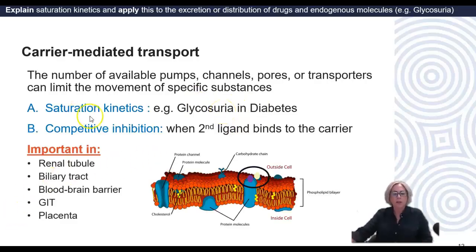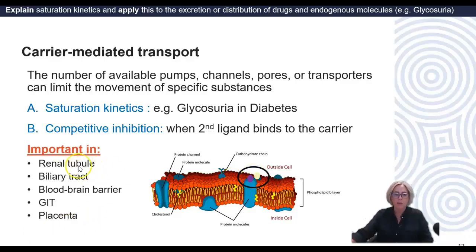The second one then is competitive inhibition, and this describes the effect of when a second ligand binds to the same carrier. So here we've got two different ligands or substances, and they're competing for transport via this carrier protein, right? So obviously, if one of these binds preferentially to the carrier protein, it is going to be transported preferentially over the other one. And that's then going to limit the transport of that one. So watch out for that one when you're doing your research for your presentation as well.